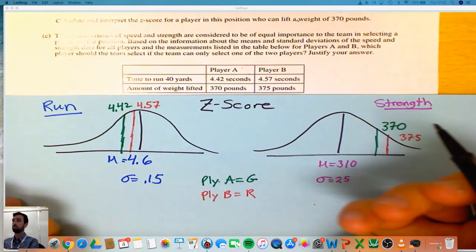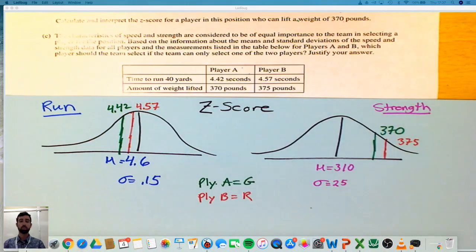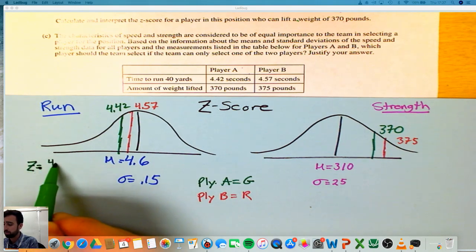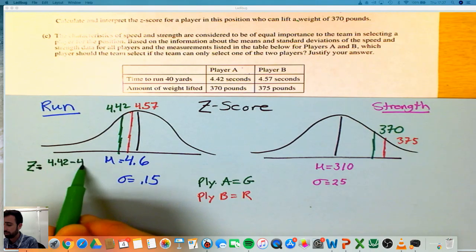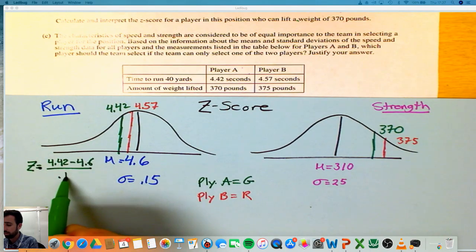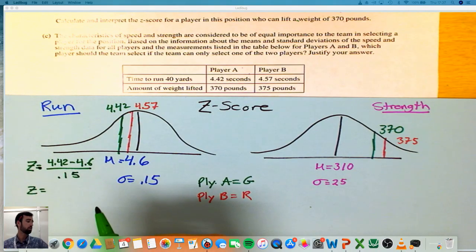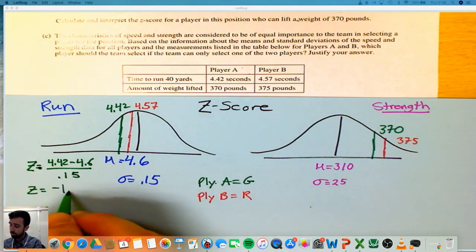We want to find the z-score and the percentile for each of these players and their distributions. So we'll start with player A and the runtime. We're going to say Z equals their score minus the average divided by the standard deviation. When you do all that, we actually get a z-score of, this is for runtimes, negative 1.2.